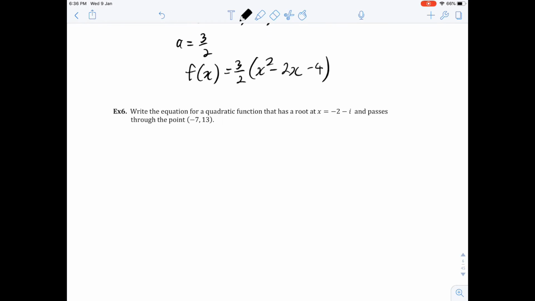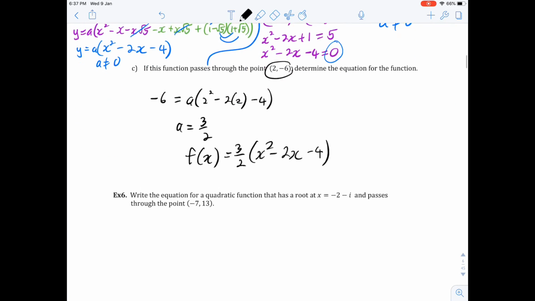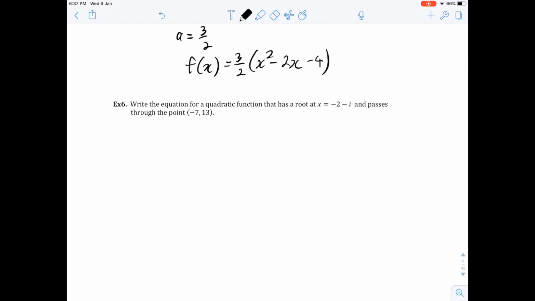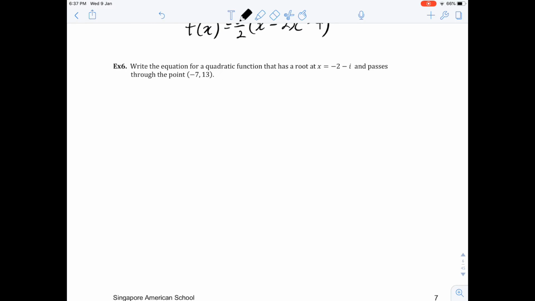This example is in terms of method identical to the one I've just completed. It just involves an imaginary solution, but the process is absolutely identical. So once again, option number 1, f of x is equal to a times x minus 2 minus i, x minus 2 plus i, and distribute all of that out, which you saw from the previous one was fairly painful, and so I'm going to avoid that approach.